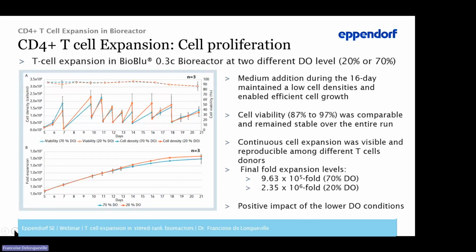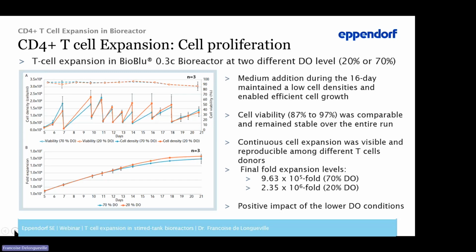In terms of the data, as you could see on this graph, first of all, the cell viability remains stable for both conditions, from 97 to 87%, during the complete experiment, the 21 days. High cell proliferation rates were achieved for both DO levels during the complete period.